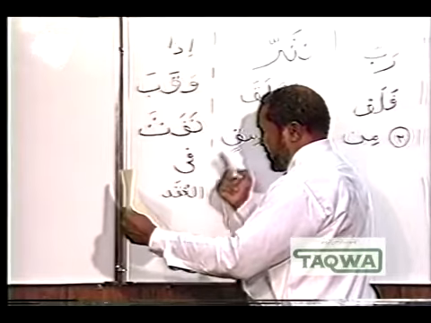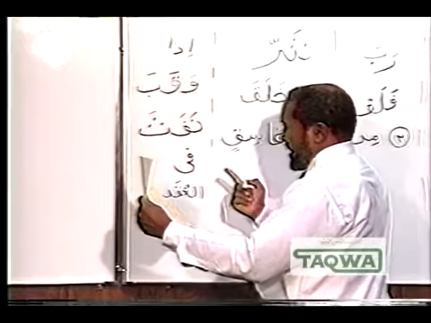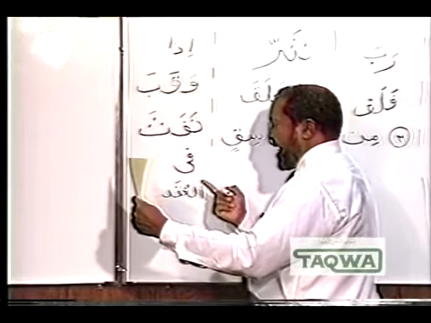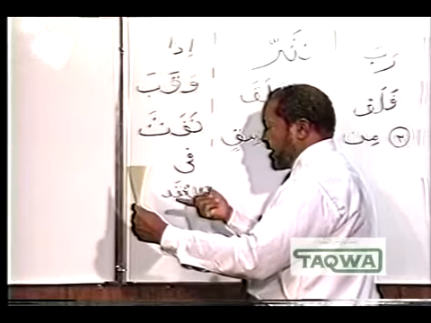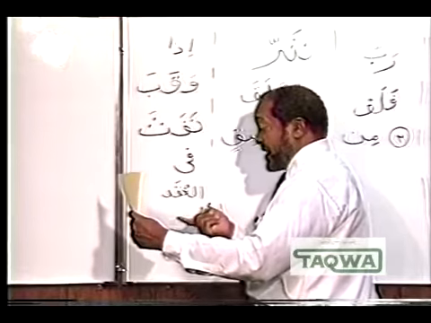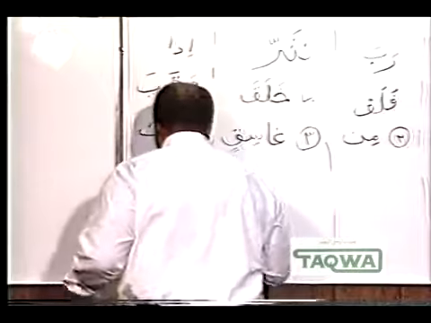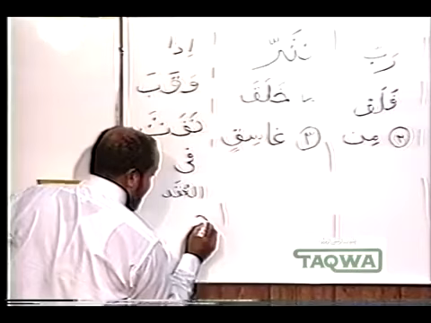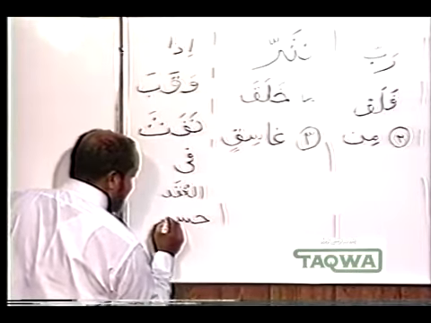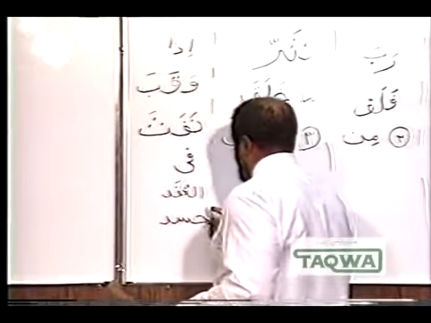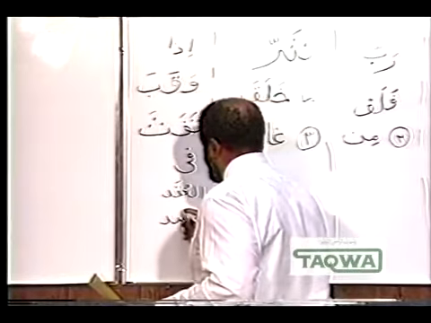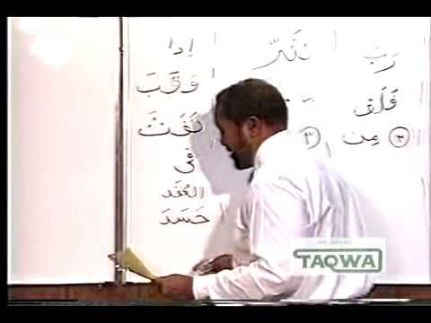And now we come to the fourth verse. Hasidin, the one who envies. Idha hasada. So we're going to put the past tense verb hasada. Hasada.